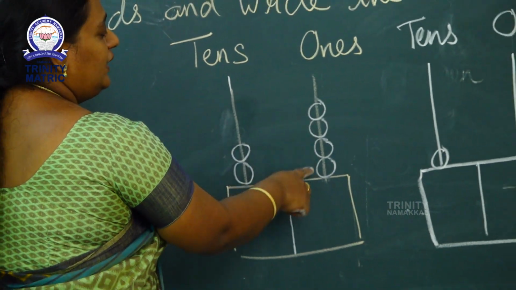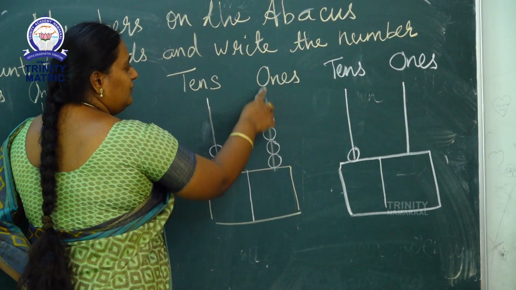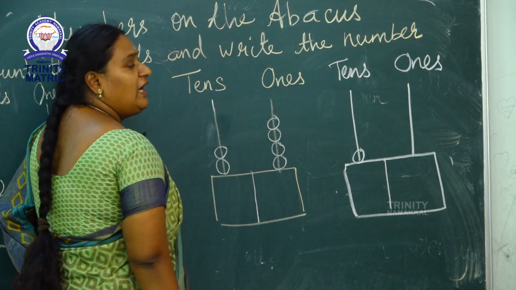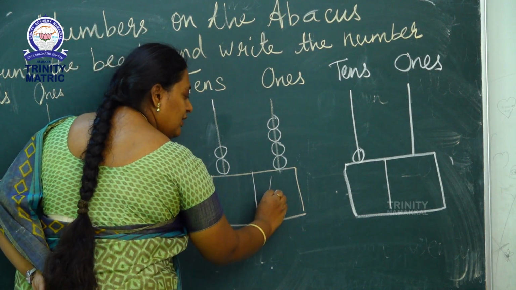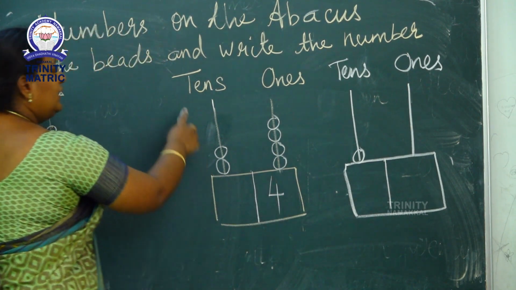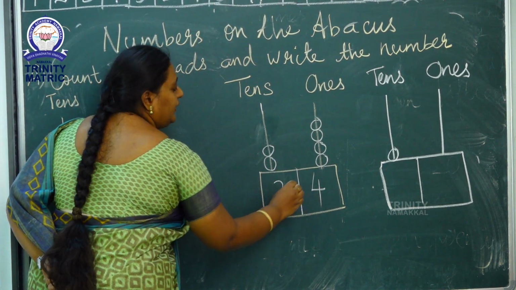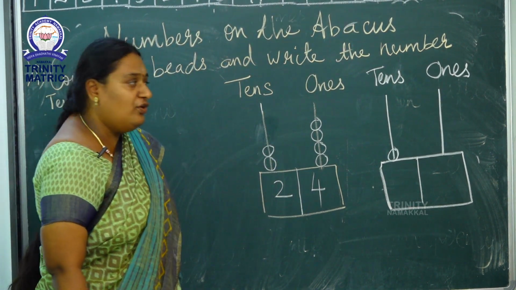Next sum. Count it again. Count the ones. 1, 2, 3, 4. So we have 4 beads. Write the number 4 here. And count the tens. 1, 2. You write 2 here. So total number is 24.